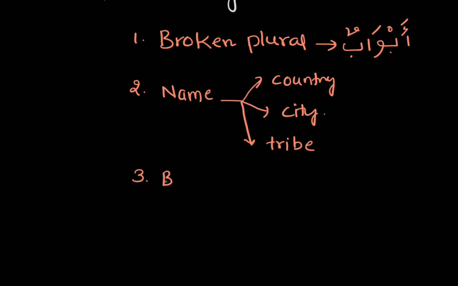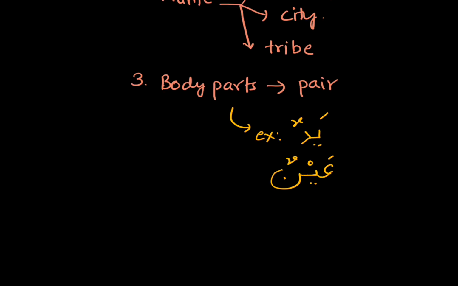And the third thing is body parts, specifically body parts which are in pairs. These are also grouped under feminine nouns. For example, yadun and ainun. Yadun means two hands, and ainun means two eyes. So these are also grouped under feminine nouns.